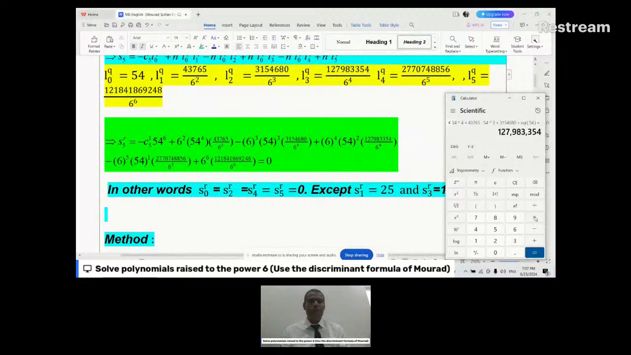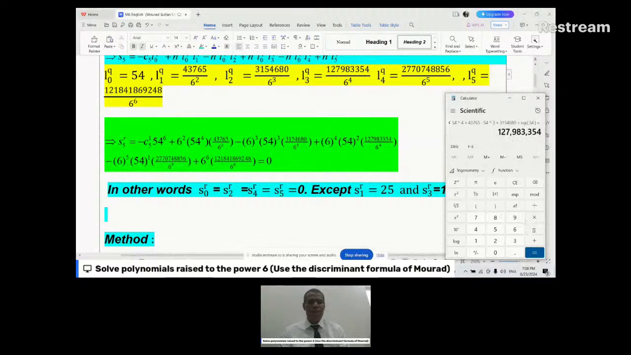983,354. Okay, we finished this. Plus the square of 54 multiplied by 127,983,354. Minus 6 raised to the power 5 divided by 6 raised to the power 5 is 1. Just write minus 54 multiplied by 2,770,748,856.